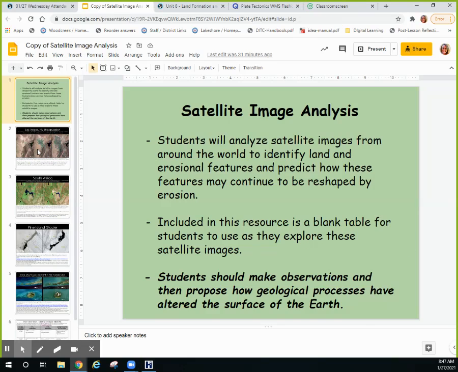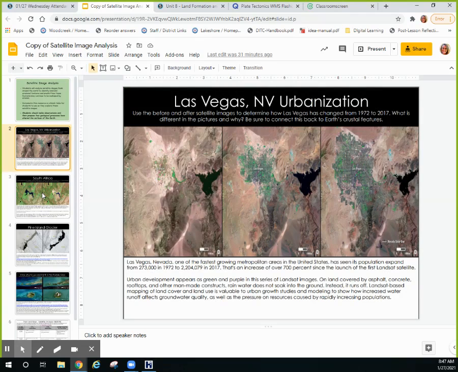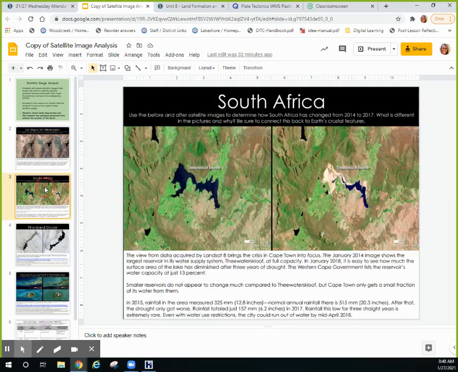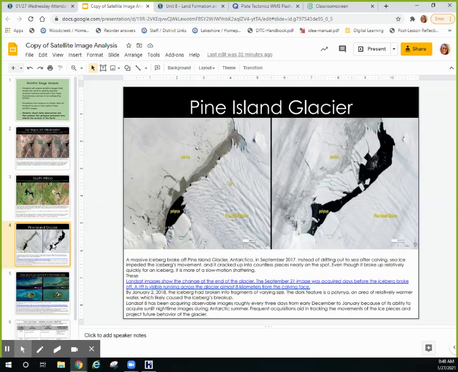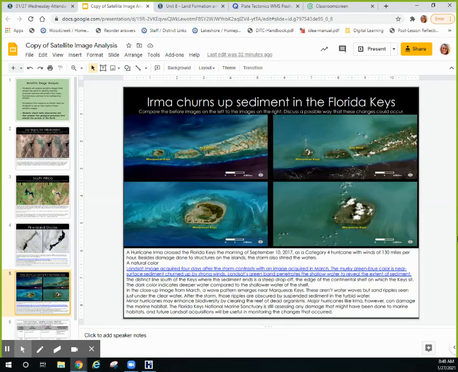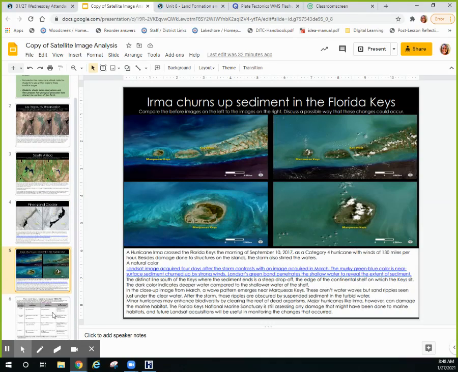So we're going to look at Las Vegas, Nevada, and the urbanization. And what that means is how Las Vegas has grown as a city and what that has done to the land around it. We're going to look at South Africa, a before and after, how it's changed from 2014 to 2017. We're going to look at a glacier area, and we're going to look at the Florida Keys Islands.